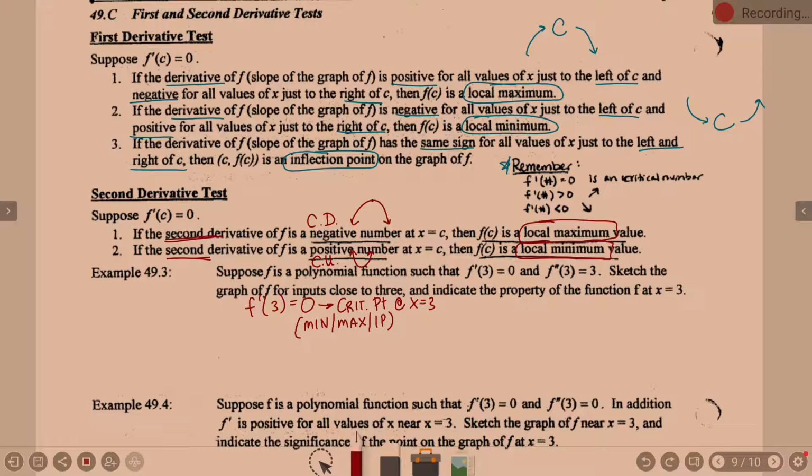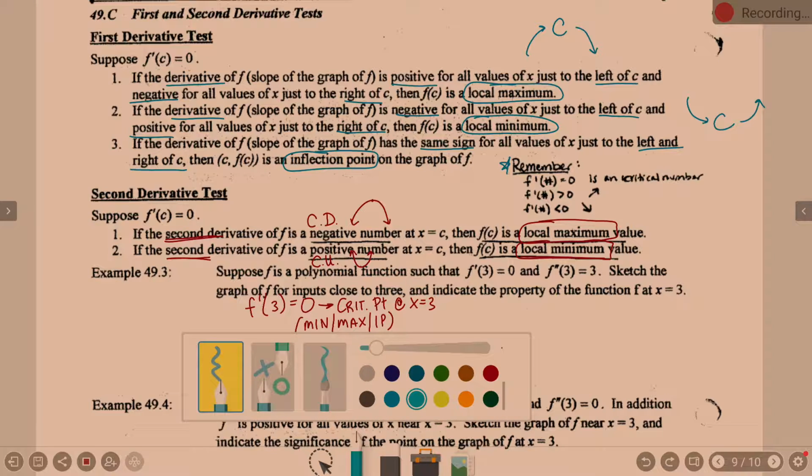So suppose f is a polynomial function such that the first derivative equals 0, and then the second derivative at the same x value, right? It's important they gave us all the same x value. Of course, they happened to say it equals 3. The second derivative of 3 equals 3. What does a second derivative equaling 3 tell me? Positive. It doesn't tell me increasing. It is important to notice that I have to specifically point to which 3. That 3 is positive. It's a second derivative that's positive.